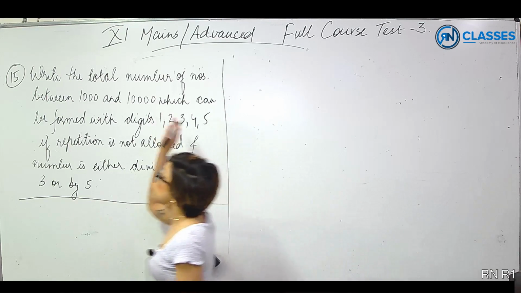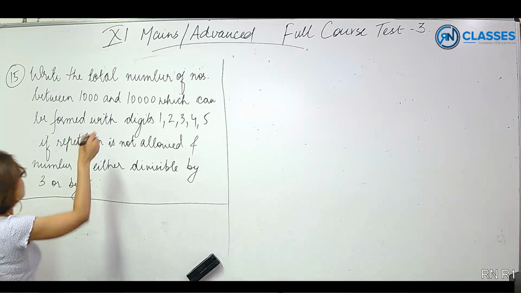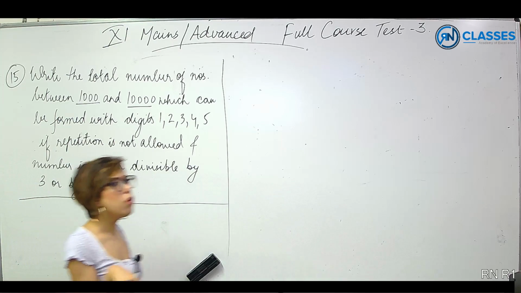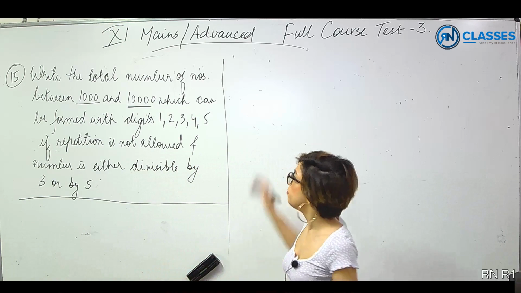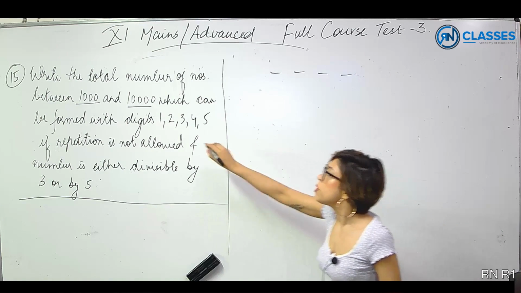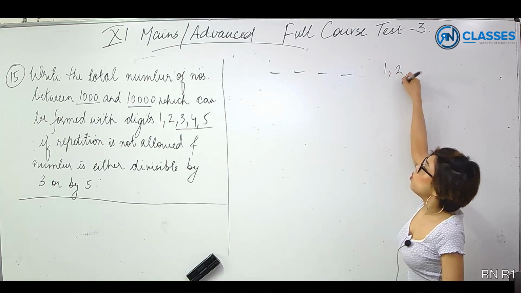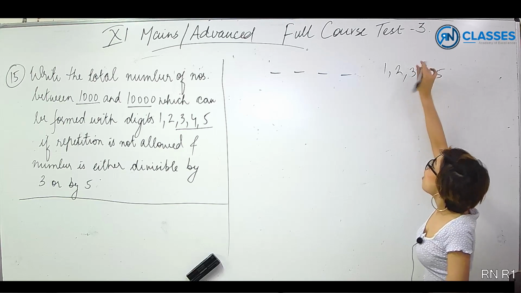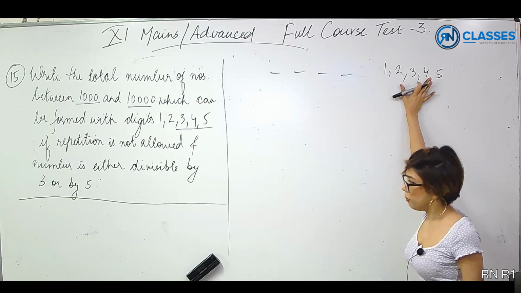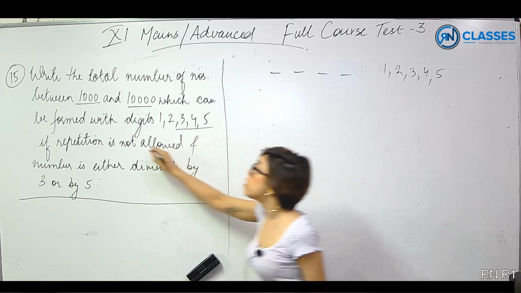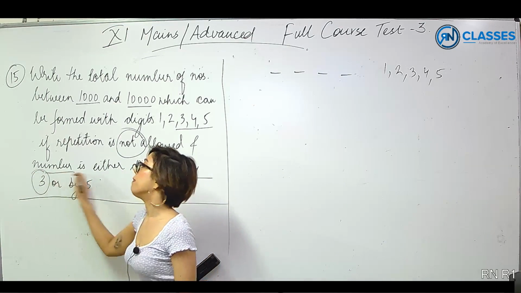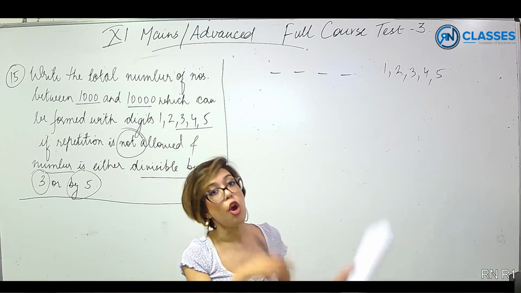Now he says write the total number of numbers between 1000 and 10,000. Any number between 1000 and 10,000 will be what? A 4-digit number? 1, 2, 3, 4. Right? Now he says you have to use these digits: 1, 2, 3, 4, 5. So that means out of these 5, you need to choose 4 in order to have your number. Right? Now he says the repetition is not allowed and the number is either divisible by 3 or by 5. Right? Either 3 or by 5.